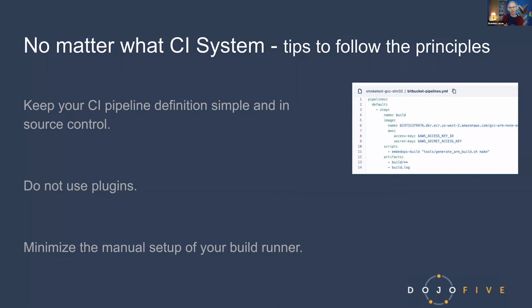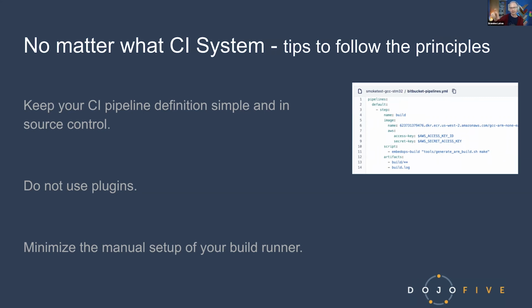Your automation shouldn't be locked into the CI system tool. And the last bullet there is minimize the manual setup on your build runner. We talked about how the SaaS provided CI systems are using Docker, and Docker is kind of your interface on setting up your build environment. So it's very cut and dried.